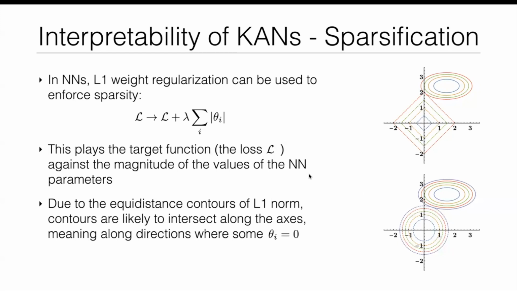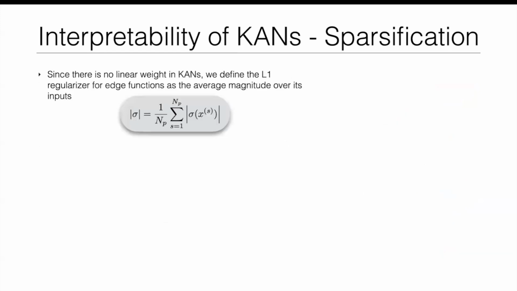So we wanted to do the same thing. We had to find a way of, in some sense, defining the L1 norm for the KAN. And so what we did is we defined something very similar to the sum of the weights' absolute value. We defined this to be the sum over all the inputs of the edge function. So I take my edge function sigma here, I take all of the inputs, I sum them all up, and that's what I define to be sigma here.